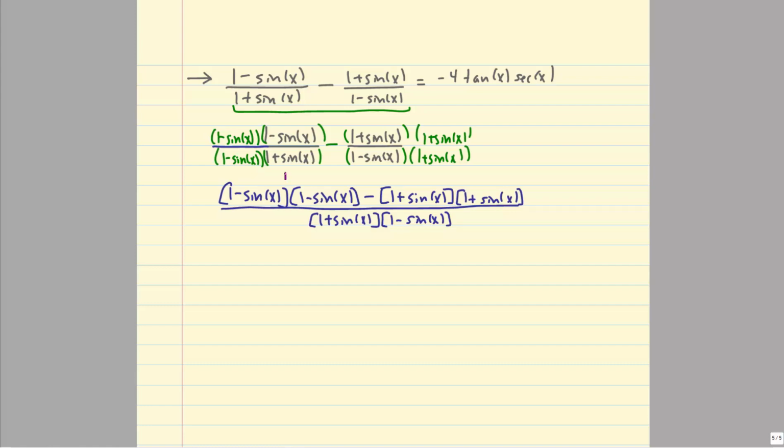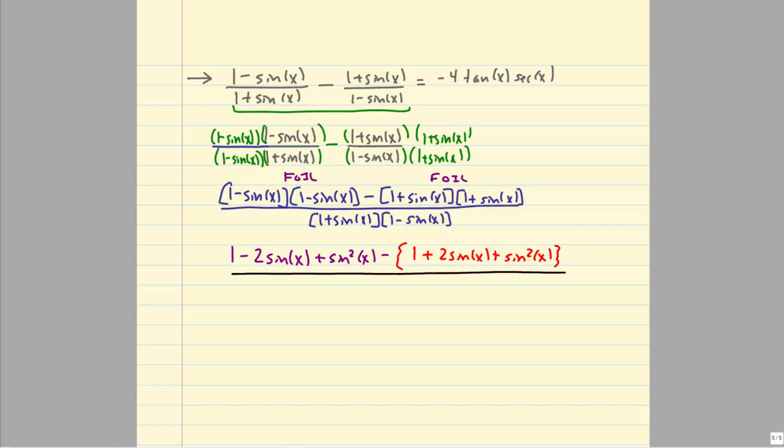And then what I could do is FOIL each of these: first, outside, inside, and last. It's been a while since we FOILed. So first would be 1. Outside and inside would each be a minus sine x, which is a minus 2 sine of x. And my last terms would be a plus sine squared of x. Minus. Now this minus sign needs to distribute through, so I'm going to put up a big set of curly braces. This would be 1 plus 2 sine of x plus sine squared of x.